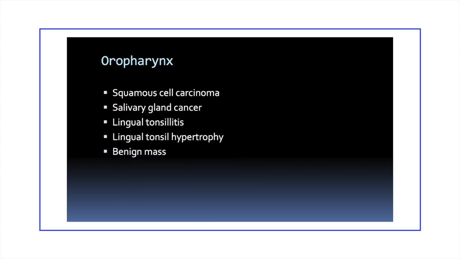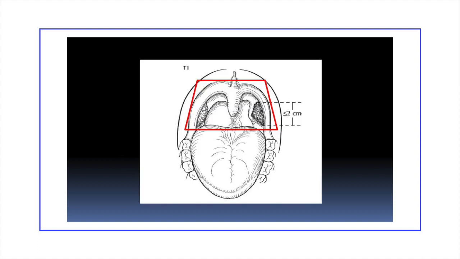Oropharynx, what does that mean and what do we see there? Squamous cell carcinoma is the most common pathology, followed by salivary gland malignancies. There is lingual tonsillitis, lingual tonsillar hypertrophy, as well as benign masses we see as well. This is the anatomy of the oropharynx. You can see it's bordered by the soft palate, anterior tonsillar pillars, and the base of tongue outlined in red.